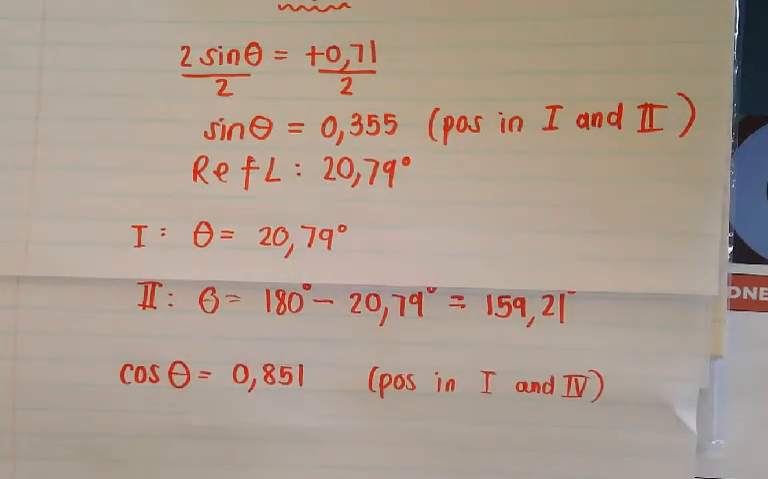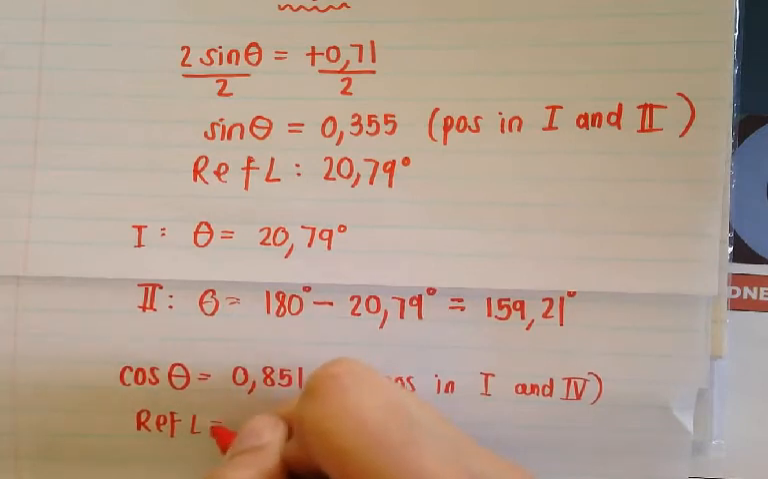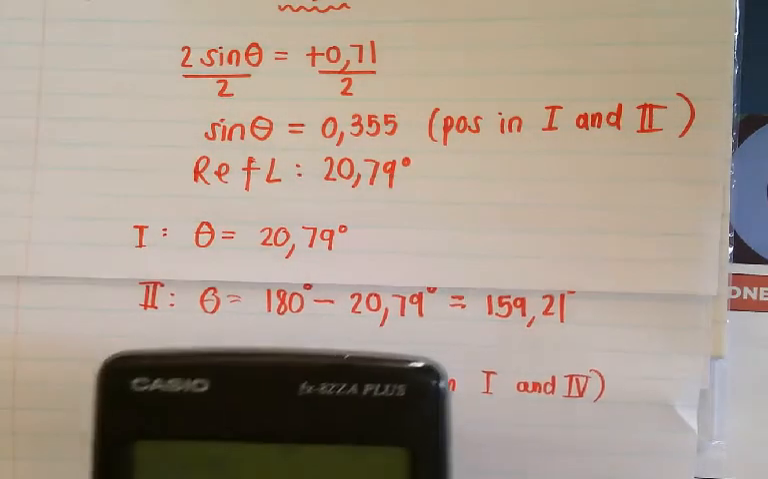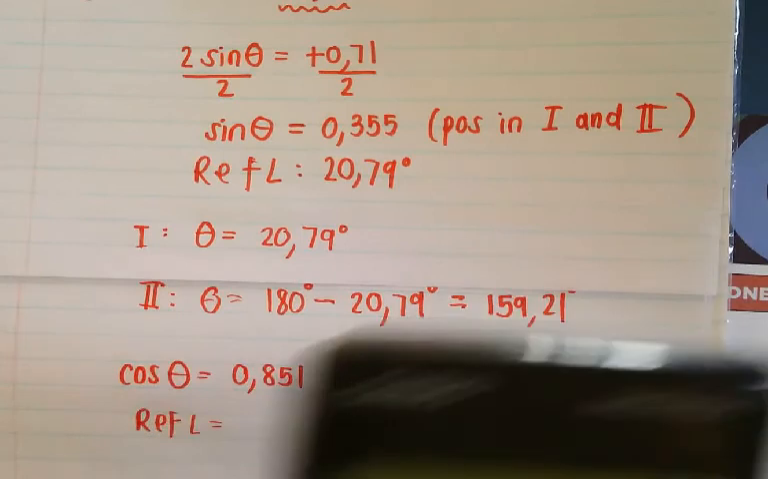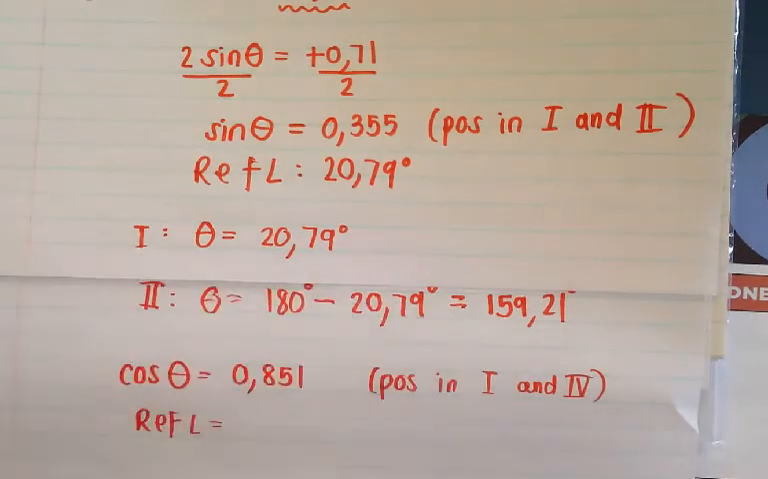Do I need to take anything over to simplify? Is there anything loose, anything multiplied to cos? No. So I can immediately find my reference angle. Can you see how I'm not calling it theta yet? I'm calling it the reference angle. So I would go shift cos 0,851, and my reference angle is 31,68 degrees.